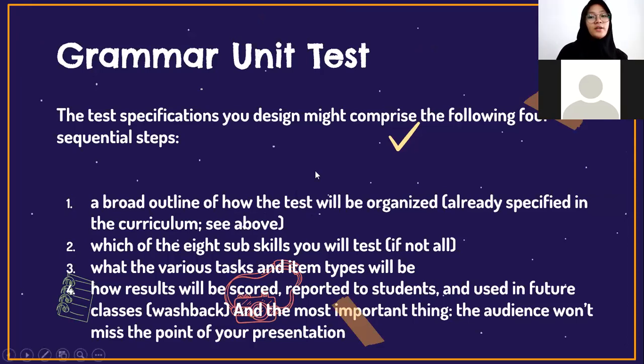And then grammar unit test. The test specification you design might comprise the following four sequential steps. The first is a broad outline of how the test will be organized, already specified in the curriculum. The second is which of each sub-skill you will test. The third, what the various tags and item types will be. And the last is how results will be scored, reported to students and used in future classes.